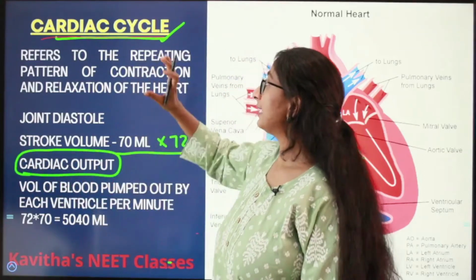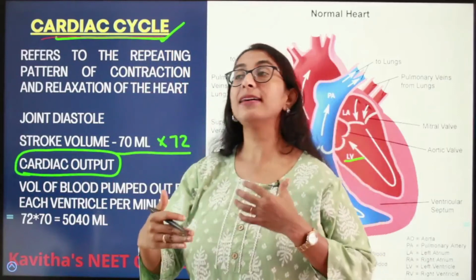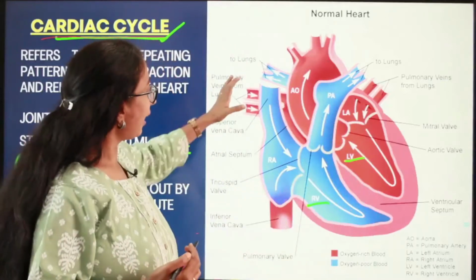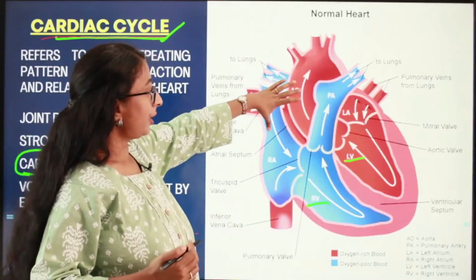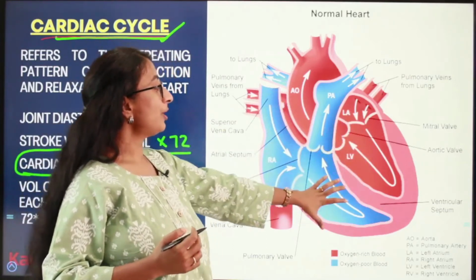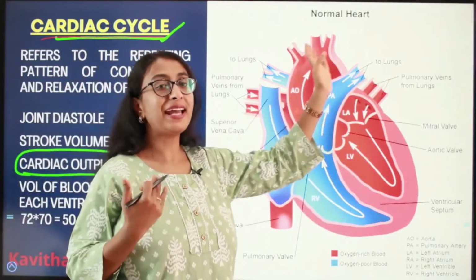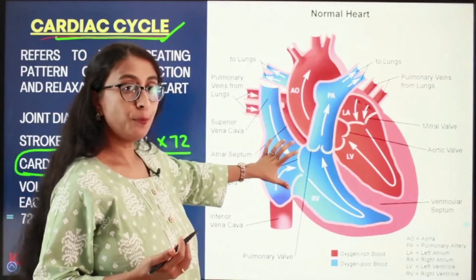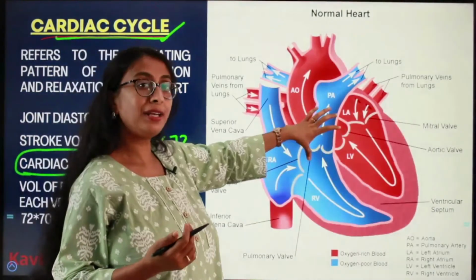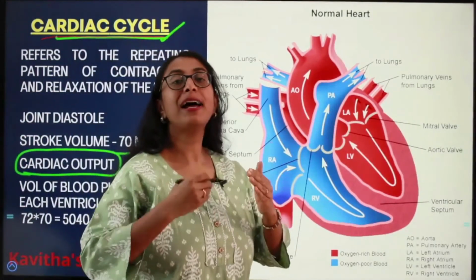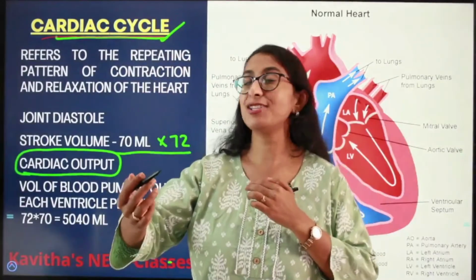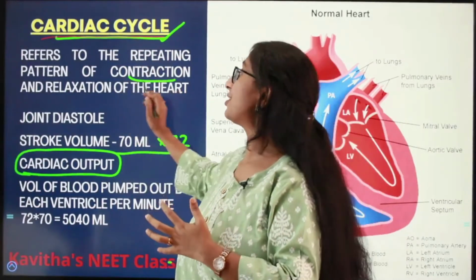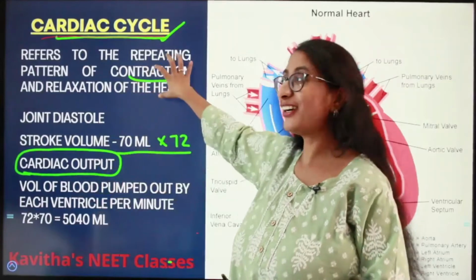Okay, so did you all understand the cardiac cycle, which refers to the repeated contraction and relaxation of the heart, and how the blood from the atrium enters into the ventricles, and from the ventricles they are pumped into the pulmonary circulation and the systemic circulation, and how the atrioventricular valves open and close, how the semilunar valves open and close, and what is a joint diastole, and from one joint diastole to the next joint diastole, it is called the cardiac cycle. That is, the repeating pattern of the contraction and the relaxation of the heart is called the cardiac cycle.